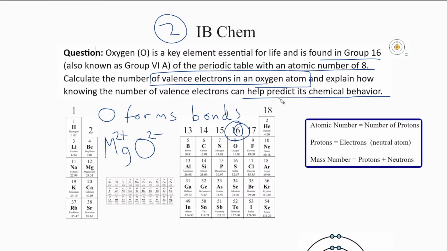So I would say we can predict the chemical behavior because they're all trying to achieve an octet. So they'll bond to get octets. Okay. I like that question.